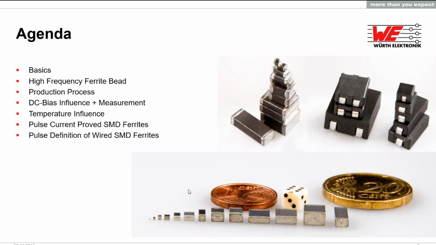In today's overview, I'll do a quick basic introduction, then I'll move on to high frequency ferrite beads, then an overview of the production process, to further on the influence like DC bias and temperature affect the ferrite bead in application, and lastly to conclude, a pulse current definition for inrush currents.